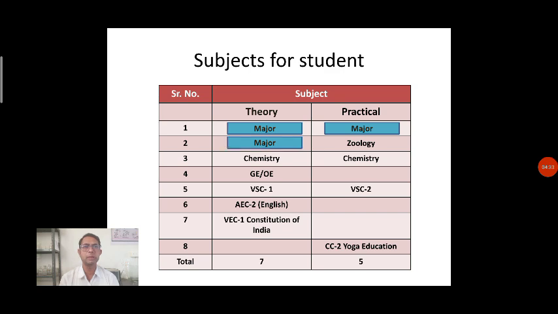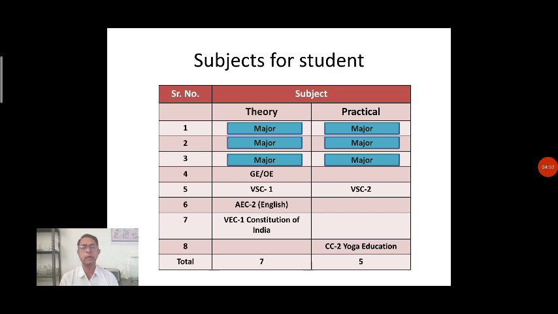So here you can see the three major courses, or major subjects, that we call core subjects again. This core subject also has the practical. So core, theory and the practical are also there. So these are very common subjects for the students.